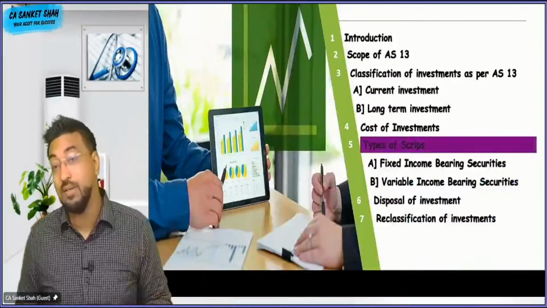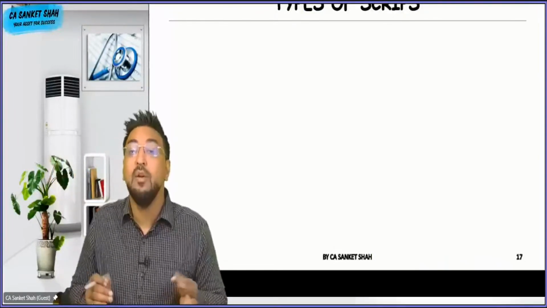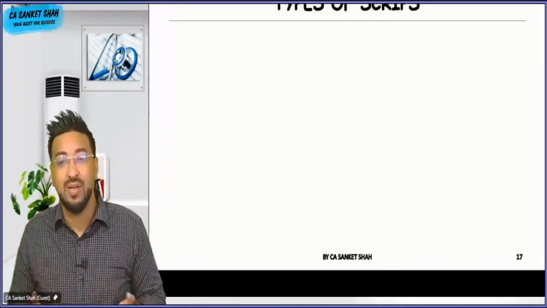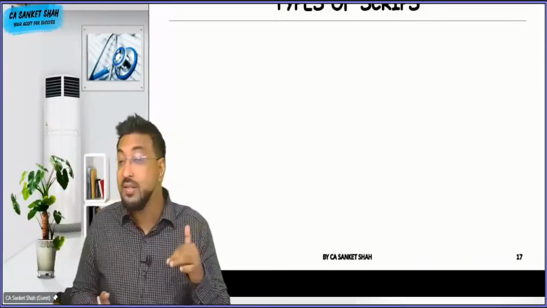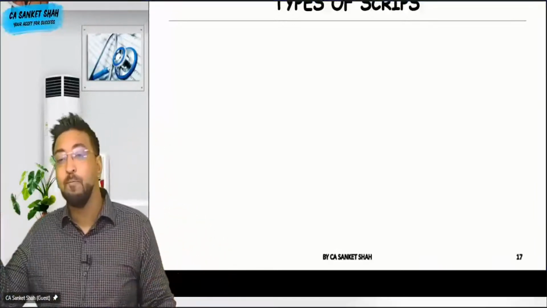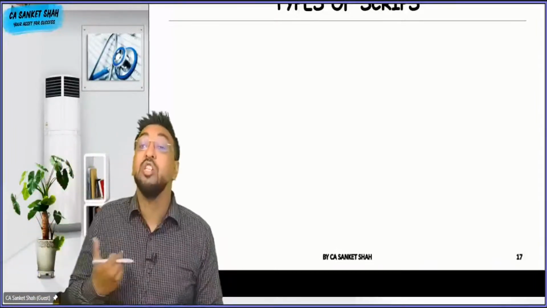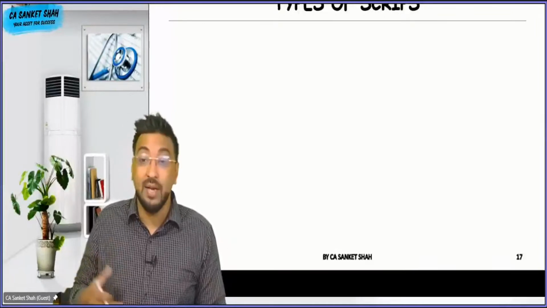Now main part started. Types of scripts. Scripts means investment in securities. In which securities you are investing? It is called scripts, not script. Okay, it's a very simple word. For example, I have a script of Reliance company, so I have a share of Reliance company. I have a government script, that is a government bond.